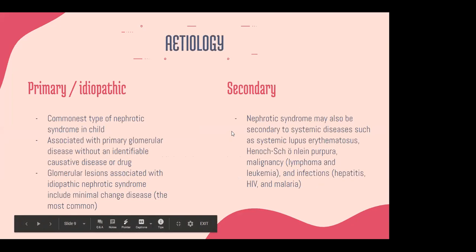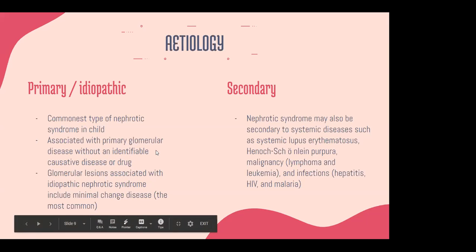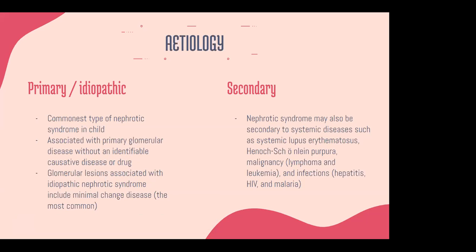The etiology of nephrotic syndrome is divided into two, primary and secondary. The commonest type of nephrotic syndrome in children is primary, associated with primary glomerular disease without an identifiable causative disease or drug. The glomerular lesions associated with idiopathic nephrotic syndrome include minimal change disease, which is the most common one, and the other two are mesangial proliferation and focal segmental glomerulosclerosis. Each etiology has a different age group. The second one is secondary. Nephrotic syndrome may also be secondary to SLE, Henoch-Schönlein purpura, malignancy like lymphoma and leukemia, and infection like hepatitis, HIV, and malaria.